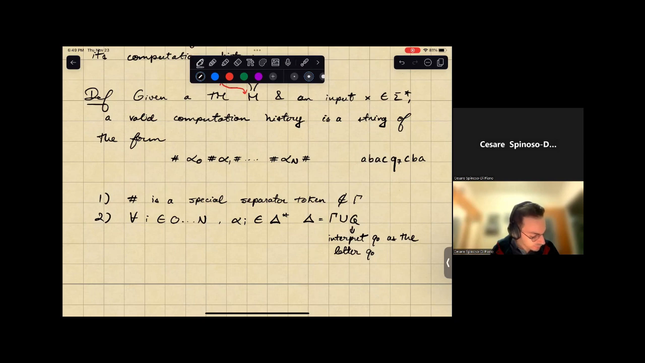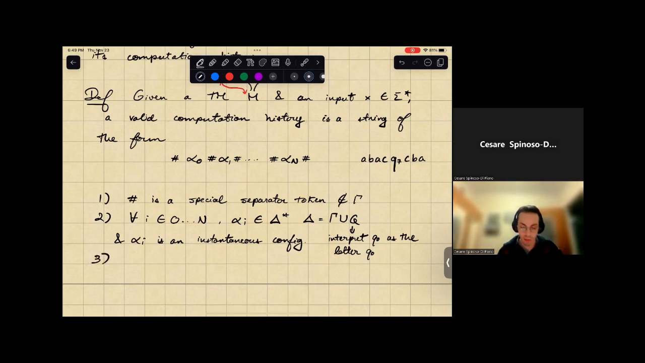Actually, we'll get to that in this condition, where we say that, yes, alpha is a string over delta, and alpha i is an instantaneous configuration. So it has to respect the rules of instantaneous configurations of Turing machines. Okay, so that's the second rule.